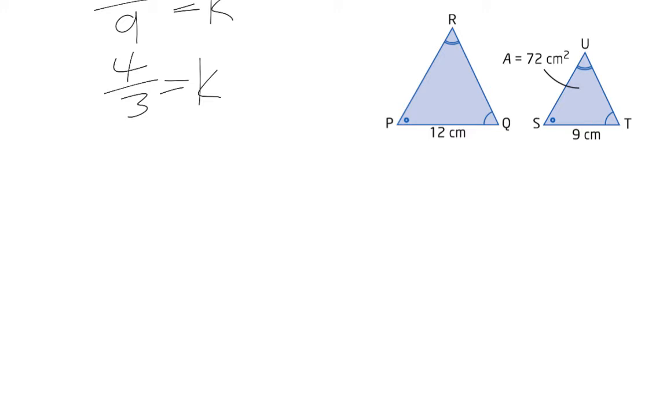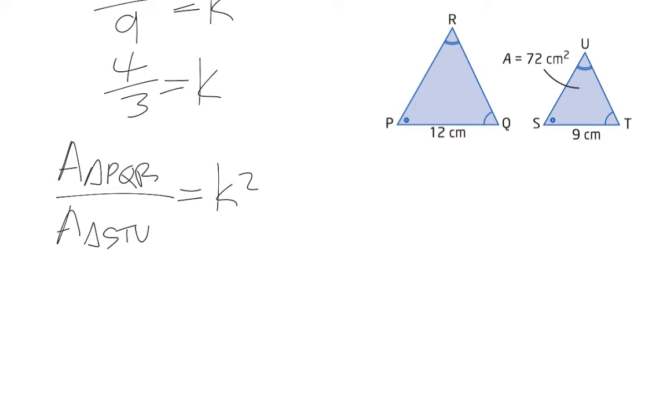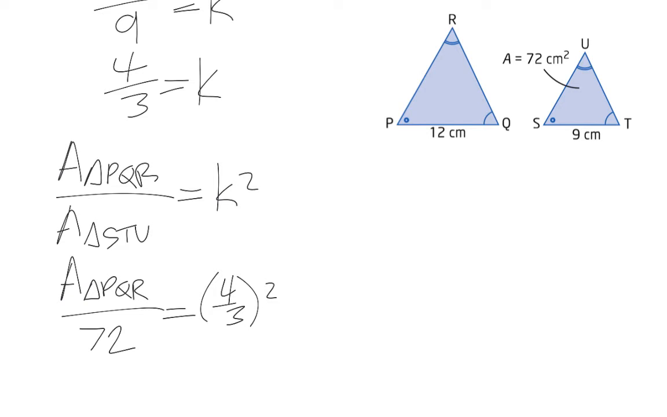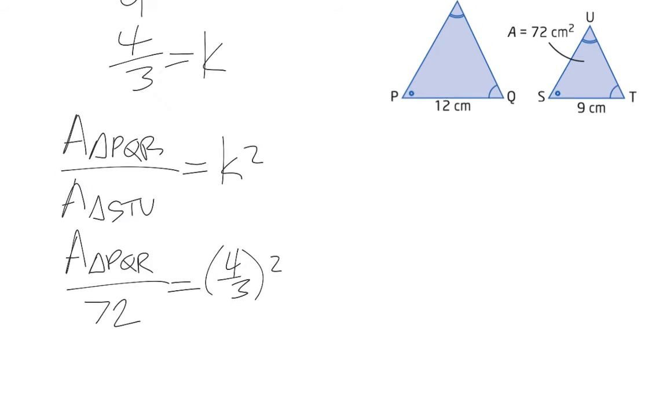So let's represent this mathematically. The area of triangle PQR over the area of triangle STU is equal to the scale factor squared. At this point, you should substitute in your known values. So we do not know the area of triangle PQR because that is what we're trying to figure out. We know the area of triangle STU, and that is 72 square centimeters. And we already know the scale factor is 4 over 3, and that is going to be squared. If you want, you can change this to a decimal. So let's continue this on.